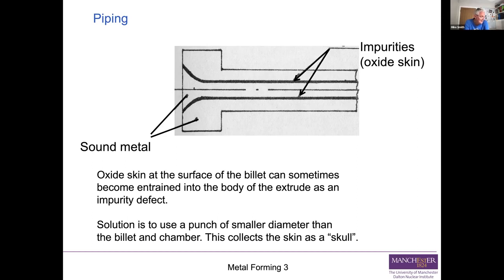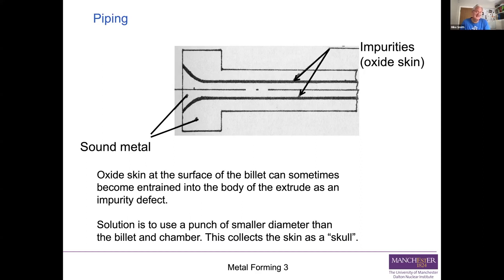Now, the solution is actually very simple. Generally speaking, all that oxide is on the outside edge of the billet, and that's where it comes from. It can work its way along as you squeeze the billet, that oxide gets pushed along with the sound material. It gets entrained into the flow as it goes out through the die, and it ends up in the final extrude. So what you do is you use a punch that's a slightly smaller diameter than the billet and the chamber.